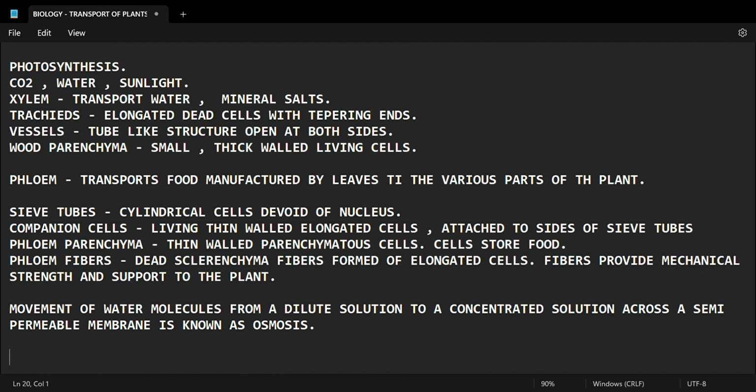The types of movements of water molecules are diffusion, osmosis, and active transport, and also the ascent of sap and root pressure.